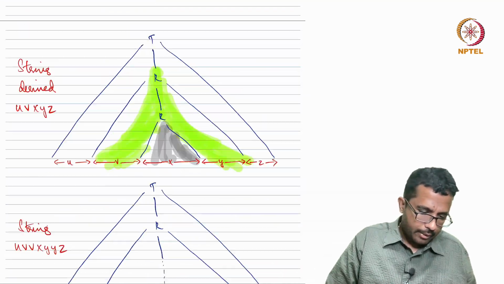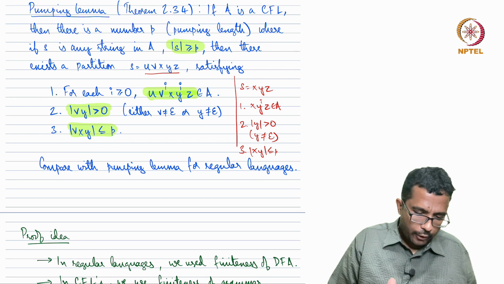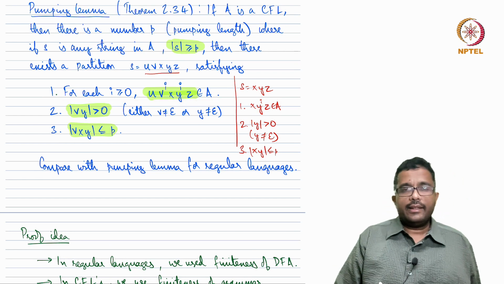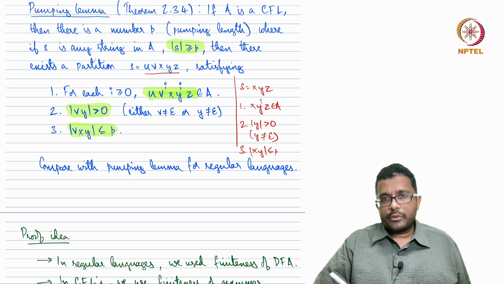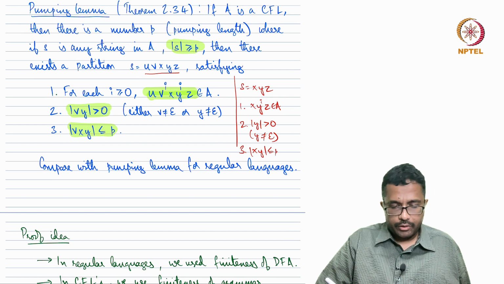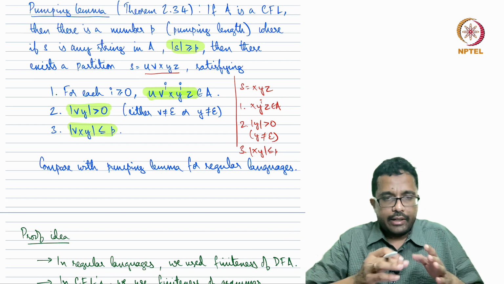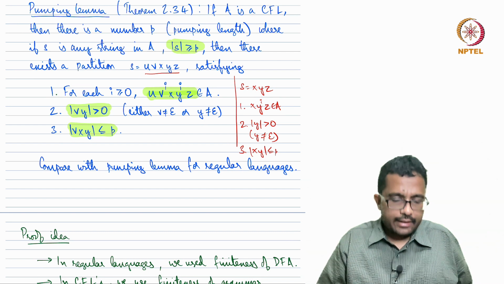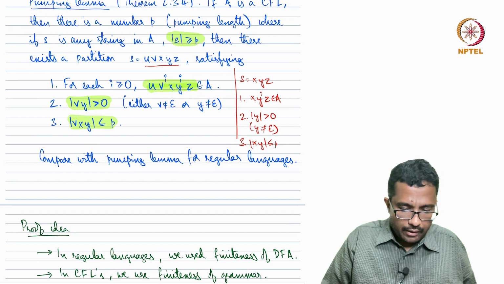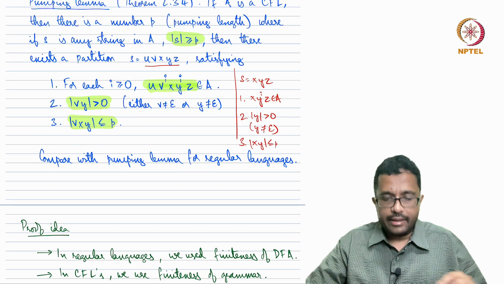So that's the proof of the first part of the pumping lemma, which says that for each i, u v power i x y power i z is in the language, which is what we have shown. We can divide the string in such a way and get v and y such that if you repeat v and y the same number of times, all those strings are in A.